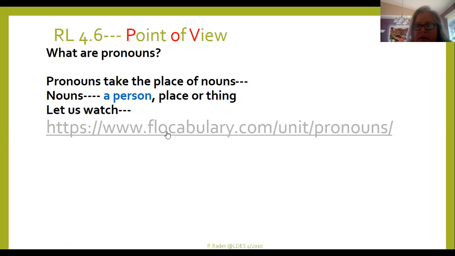And you know Miss Rader loves vocabulary. And if you feel like you need to get up out of your seat and dance along a little bit, feel free.